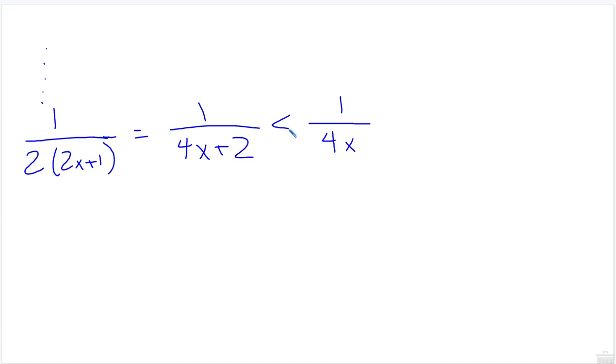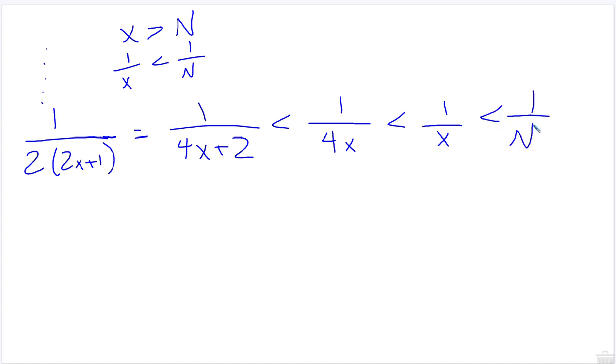Well, by the same logic, if I'm multiplying something by 4, right? If I look at the comparison between 1 over 4x and 1 over x, 1 over 4x is going to have a larger denominator, which means that the overall fraction is going to be smaller, which tells me that this whole thing is less than 1 over x. Well, and from the beginning, I knew that x was greater than n. Therefore, 1 over x is less than 1 over n. So this is just less than 1 over n.